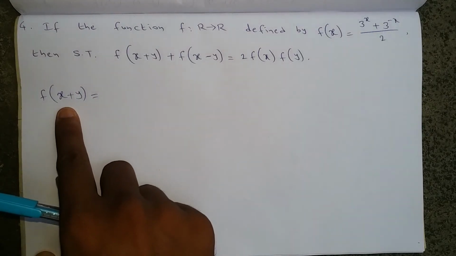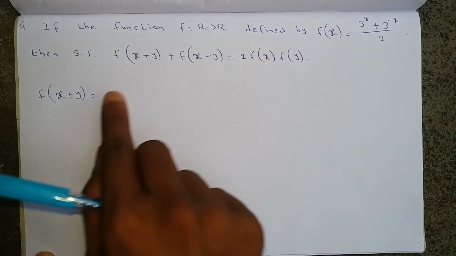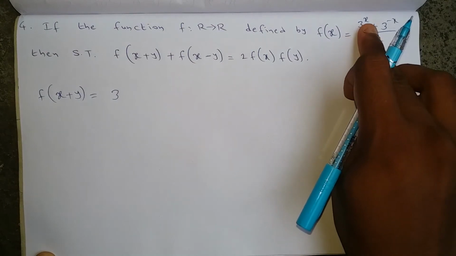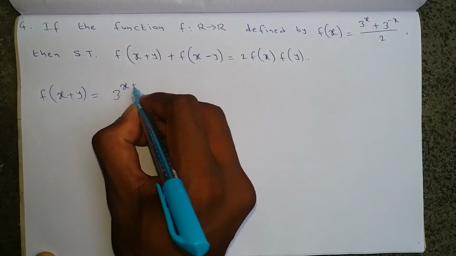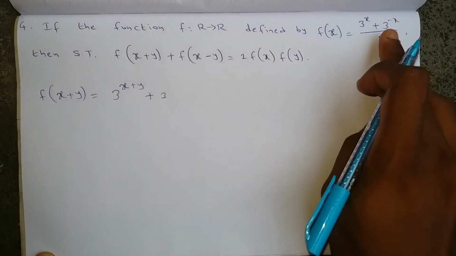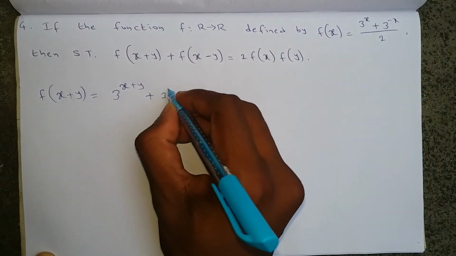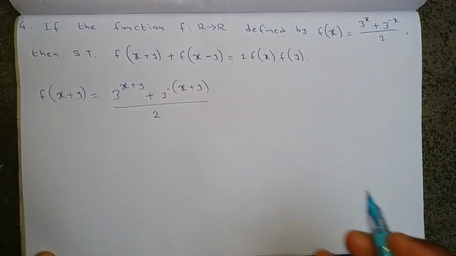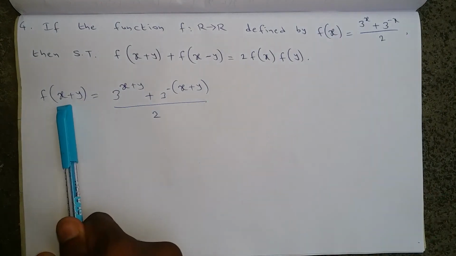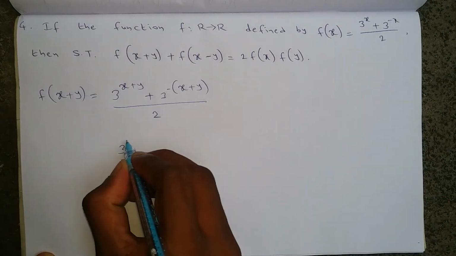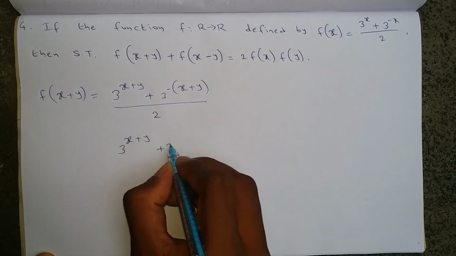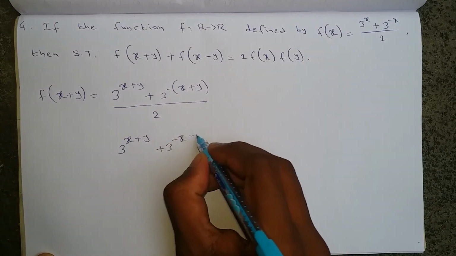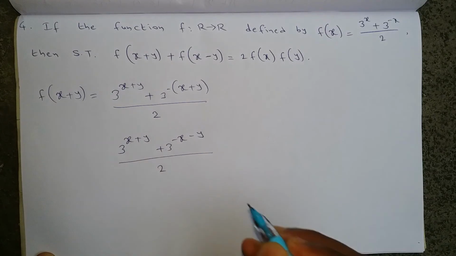F of x plus y is nothing but in the place of x we need to substitute x plus y. So 3 power x is there, again in the place of x, x plus y, plus 3 power minus x is there, so minus into x plus y, whole divided by 2. Simply in the place of x we are substituting x plus y. So if we observe this, 3 power x plus y plus 3 power minus x minus y whole divided by 2.